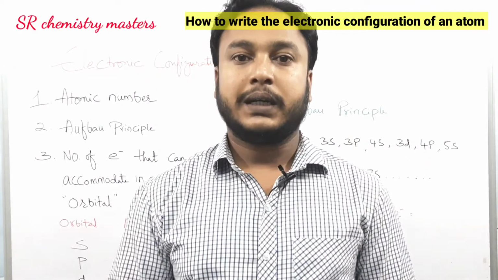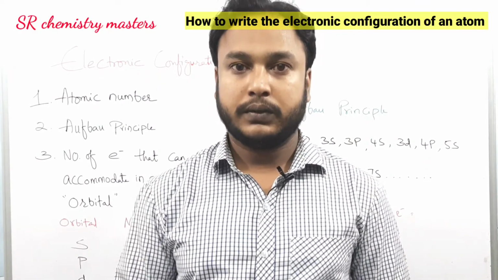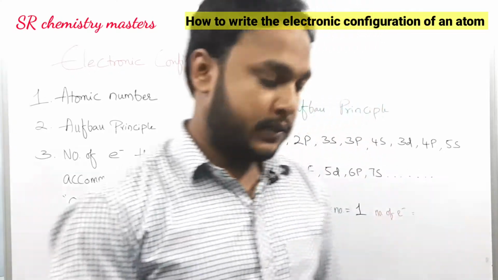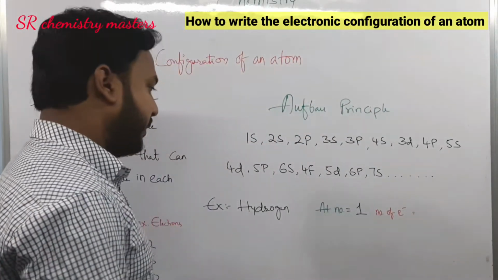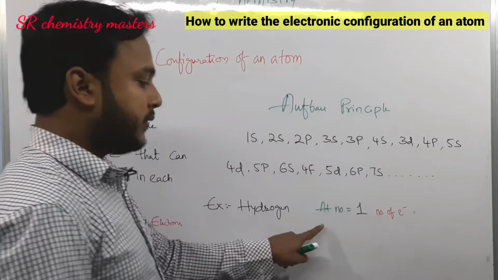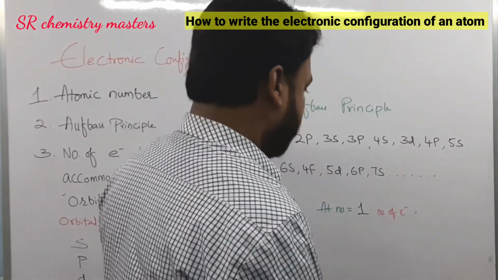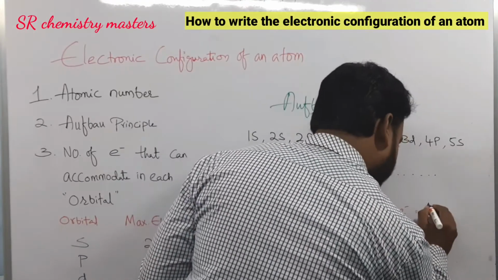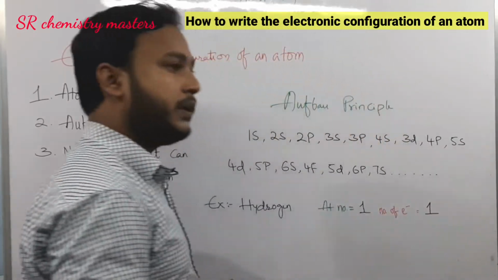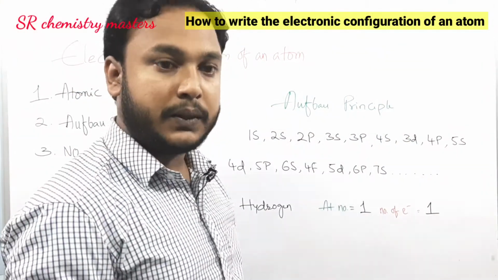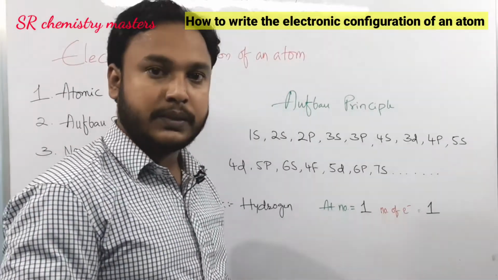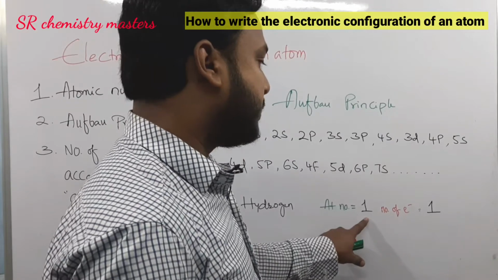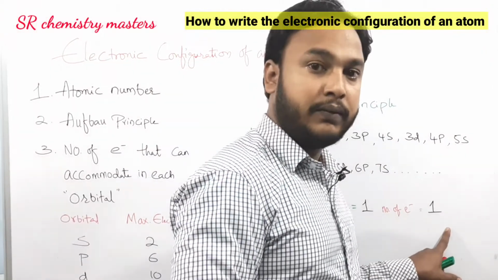Now let us practice how to write the electronic configuration of an atom. Let us take an example first: the hydrogen atom. The atomic number of hydrogen is 1, and the number of electrons in a hydrogen atom is also 1. From the definition, the atomic number is the number of electrons or protons present in a neutral atom. So here the atomic number is 1, so the number of electrons will also be 1.